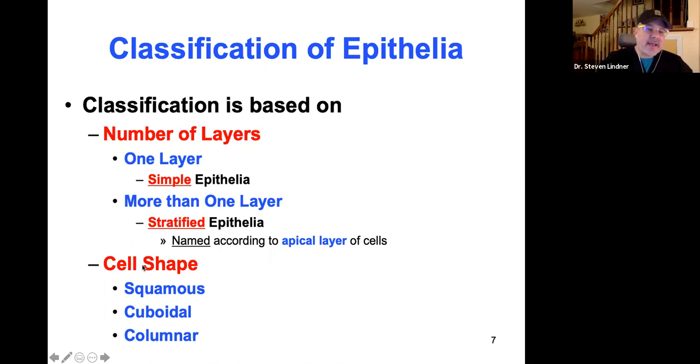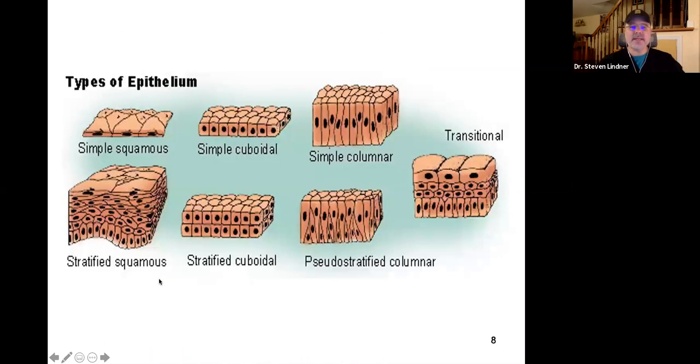And then we have to ask ourselves, what is the shape of the cell? Does it look like a square or a cube? Then we call it cuboidal. Does it look like a rectangle or a column or a building? Then we call it columnar. Does it look like a flat, irregular shaped cell? We call it a squamous cell. So we need to know the number of layers and the shape. Let's make some sense of this.